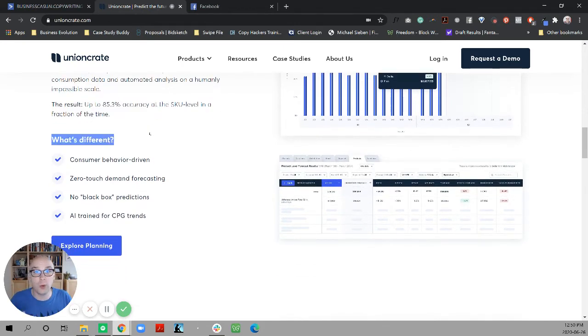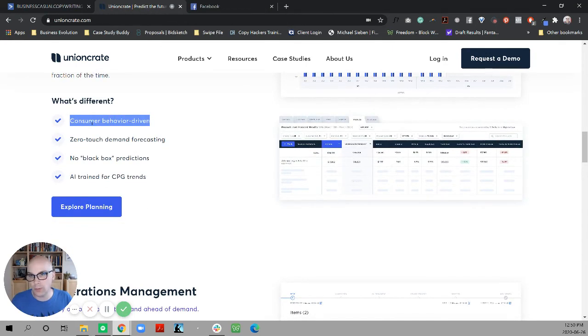And then we've got this kind of "screw it, let's do it" section. My goal in writing this page is that I didn't want someone to have to even visit the page to get the gist of what is special about the Unioncrate platform. So they're the only platform that incorporates consumer behavior at the scale that they do. It's zero touch demand forecasting.